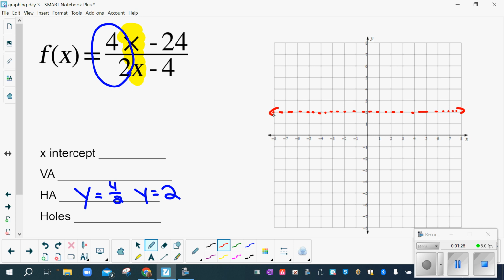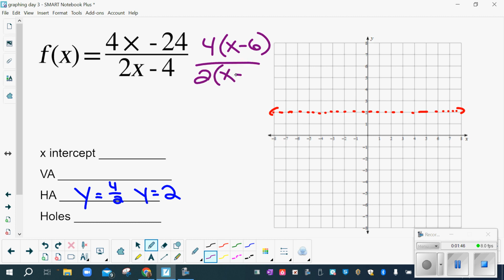Okay, next we are going to factor this baby. Are you guys ready to do that? So here we go. We take out a 4, so we're left with x minus 6. And we take out a 2, so we're left with x minus 2. I can do a little bit of canceling. Yay! And I get 2. So here's what I got: 2 times (x minus 6) over (x minus 2).